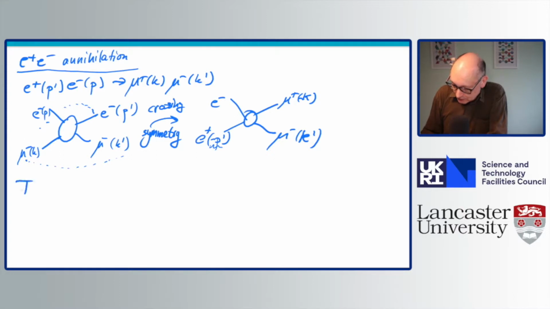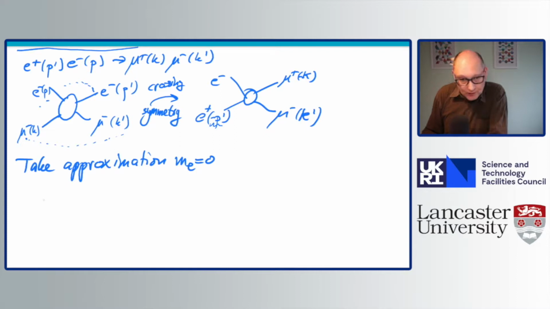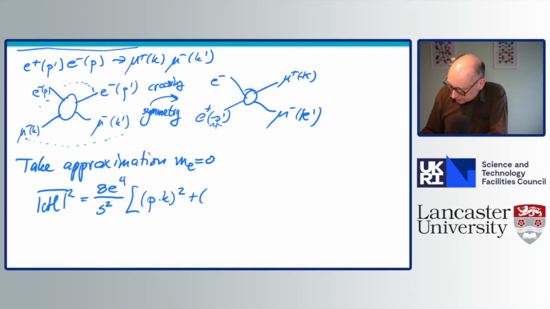If we take the approximation where we ignore the electron mass, then we find, using the form of the amplitude we had before, that the matrix element squared is equal to 8e^4 over s squared, times (p·k squared plus p·k prime squared plus mu squared k prime ...).